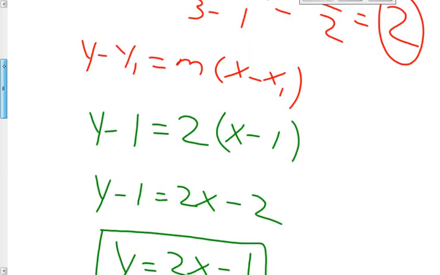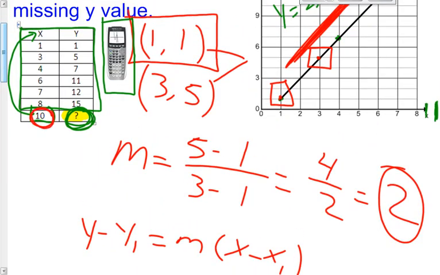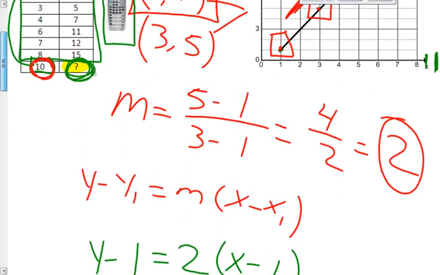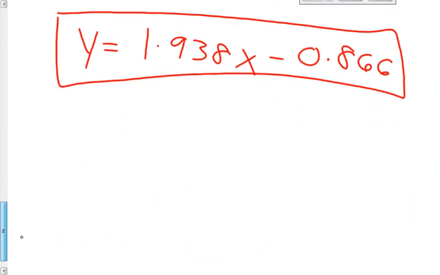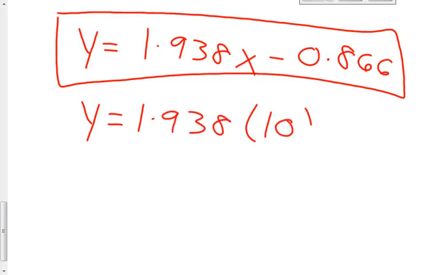And then we want to again substitute in 10 in for the x-coordinate, because we want to see what will happen for y when we substitute in 10. We want to make a prediction. So y equals 1.938 multiplied by 10, and then subtract 0.866. And after doing all that work, first multiply 1.938 times 10. Secondly, subtract the 0.866. You get an answer of 18.514.